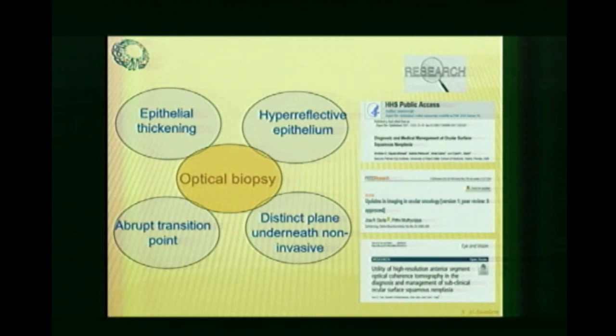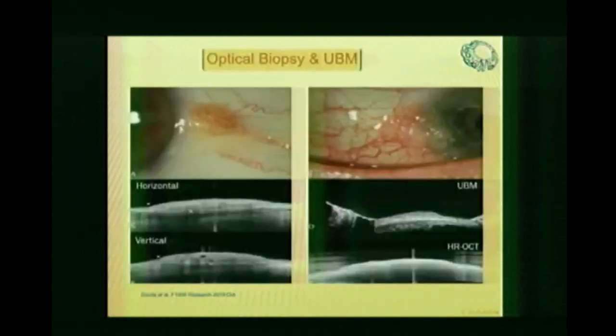These features are the epithelial thickening, hyperreflective epithelium, abrupt transition between the tumor and non-tumor, and the presence of a distinct plane underneath non-invasive lesions. These pictures are taken from these three big review articles. For instance, if you look at that lesion, the horizontal or vertical cut, you can tell that there is hyperreflectivity, there is thickening of the epithelium, and there is abrupt transition between the normal and abnormal, and this is the zone that I'm explaining.